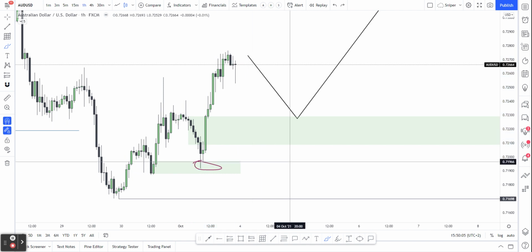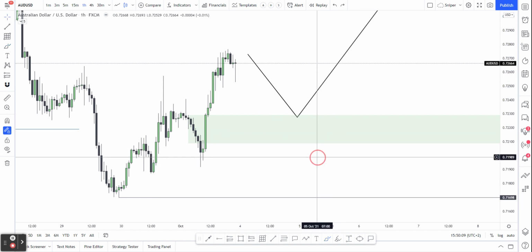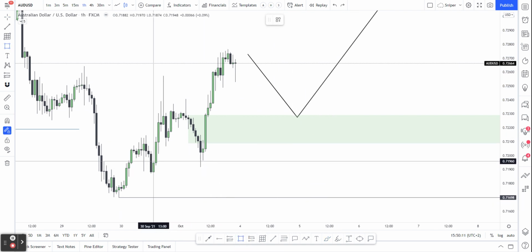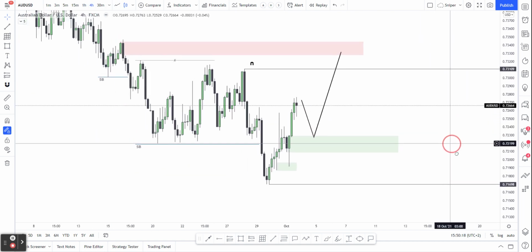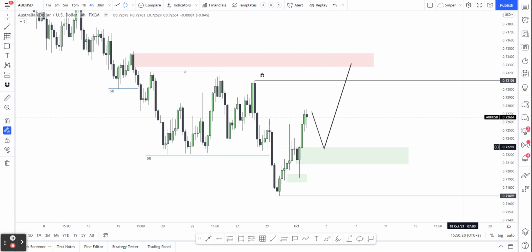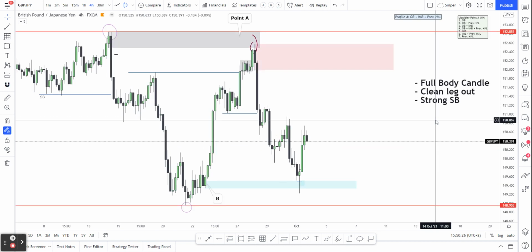So for this week, looking for a retracement and then a continuation up higher. Yeah, so that is then the expectation or the view for Aussie dollar as well. I think we might see some nice price action coming into this week, and then carry on throughout the week. Next up, we have pound yen.